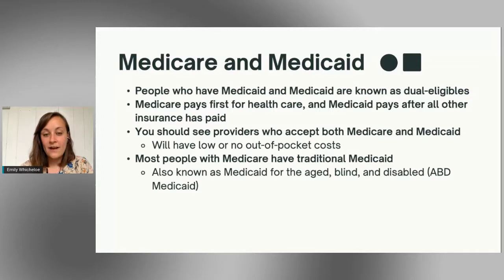Most people with Medicare have what's known as traditional Medicaid, which is also called Medicaid for the aged, blind, and disabled, or ABD Medicaid. It's important to note this term, traditional Medicaid or ABD Medicaid, because it's in contrast to the other type of Medicaid we'll be talking about on the next slide, which is expansion Medicaid.